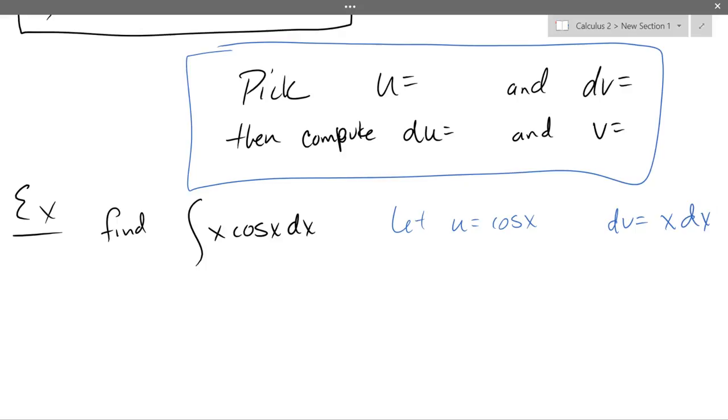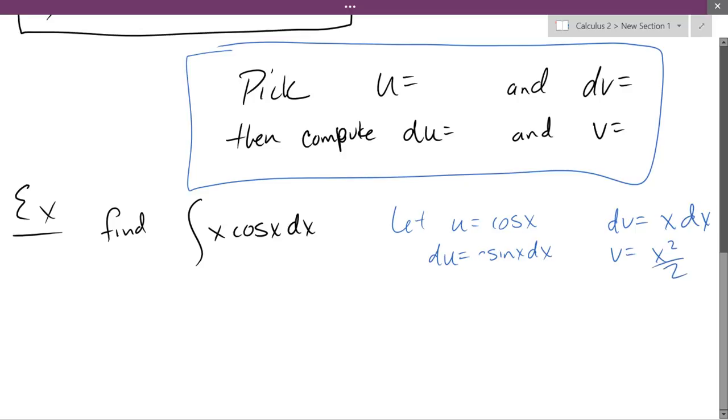All right, easy question. What is du? Derivative of cosine, negative sine. So that feels just like, and don't forget your dx, just like any u sub. What about v? We see over here dv, the derivative of v, is just x. What is regular v? What is the antiderivative of x? x squared over 2. So any questions on what we just did? We picked a u, leftovers are dv, and then we just computed the other two pieces.